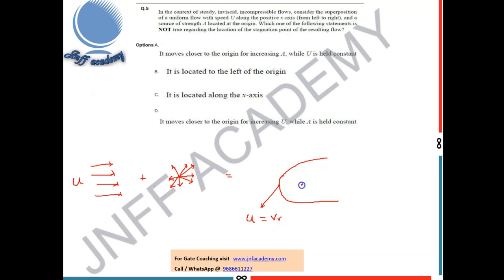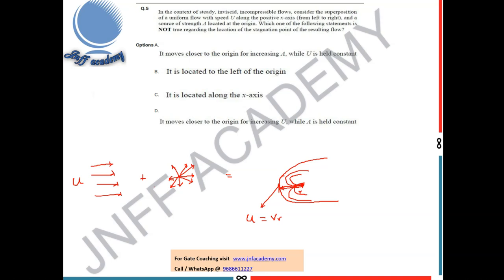Yes, the source origin will still be inside. So if you see the actual picturization, it will be like this. The source will still be inside. So this is the source origin, and let's assume this distance to be the stagnation distance r. Now the question has given a lot of statements regarding this flow combination, which is the potential flow combination, and we want to find out which is not the true statement.